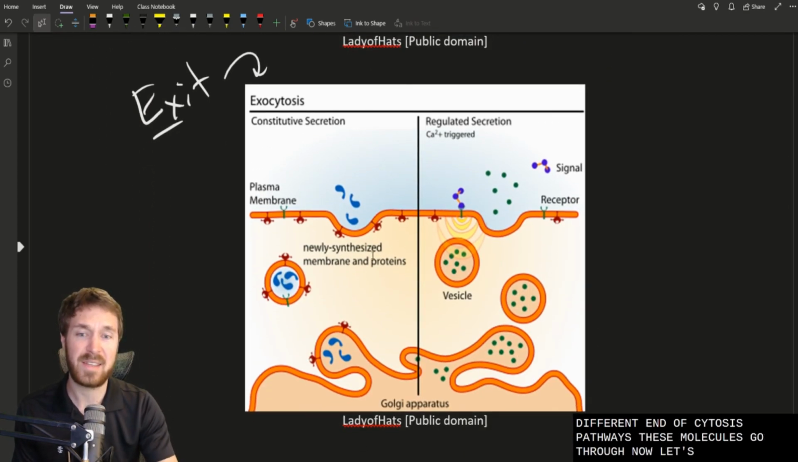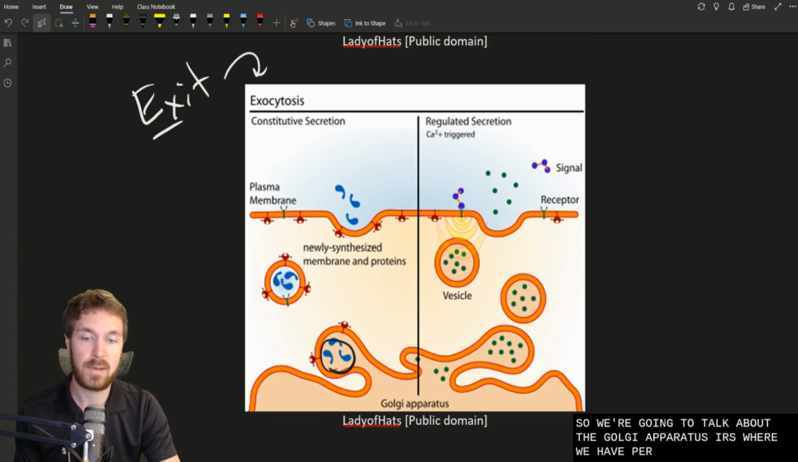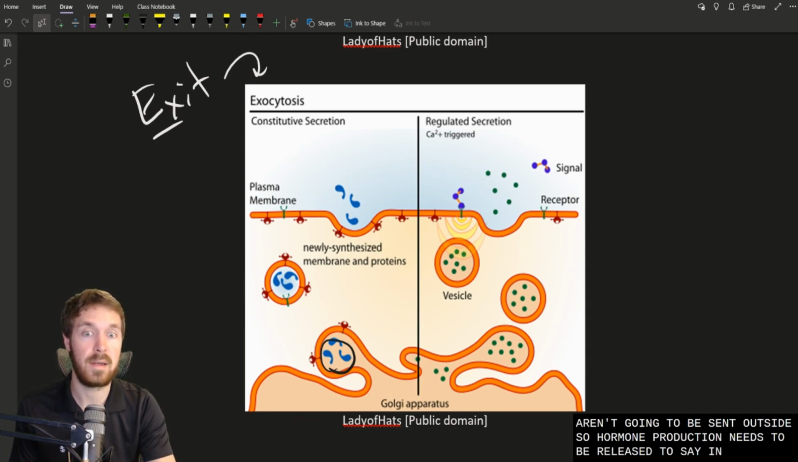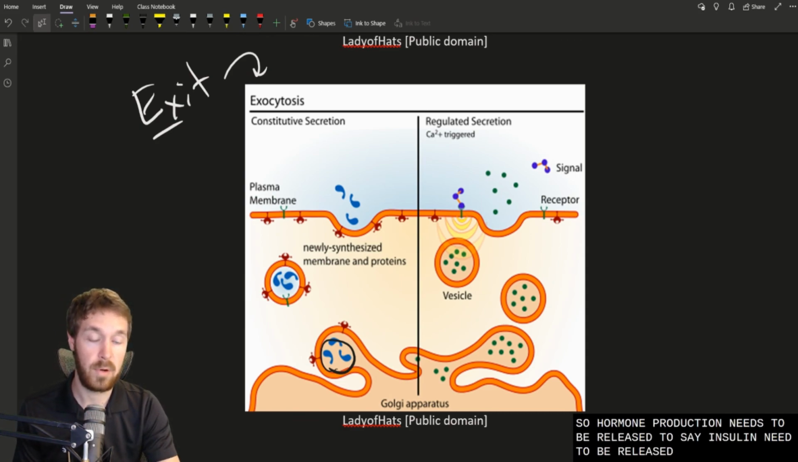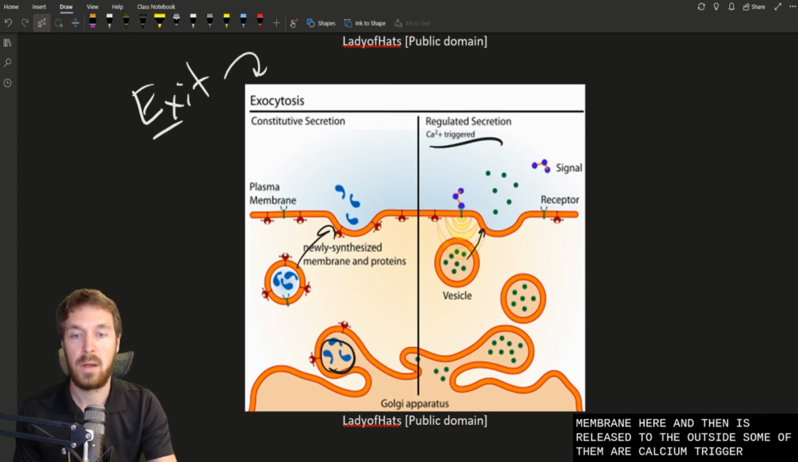Now let's exit the cell. So we're going to talk about the Golgi apparatus. That's where we have processed proteins that are going to be sent outside. So hormone production needs to be released. Let's say insulin needs to be released. So we produce insulin, go through gene expression, we package it, now we need to send it out. So it comes out and it fuses with the cell membrane here, and then is released to the outside. Some of them are calcium triggered and some of them just happen.